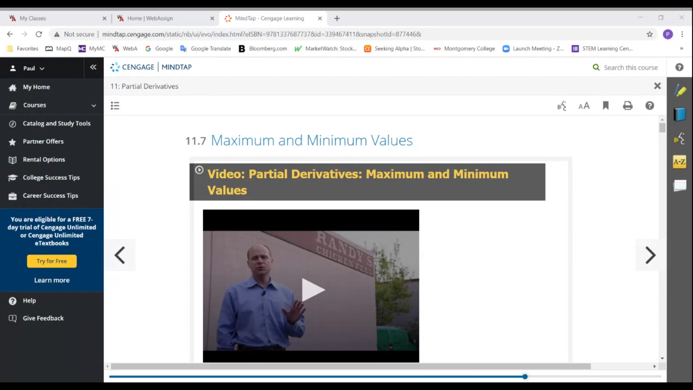Okay, so we're talking about maximum and minimum values of surfaces, and that's section 11.7. And if you recall in calculus, when you had a function, here I'll just draw an axis here.